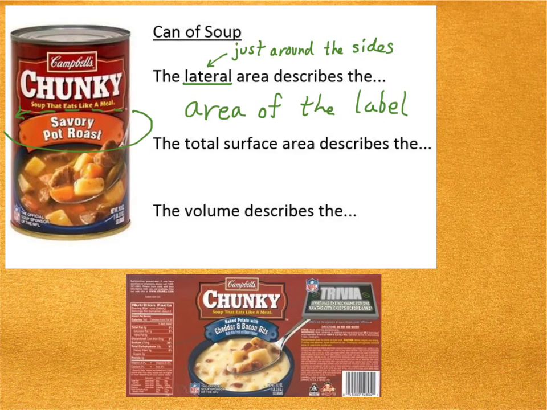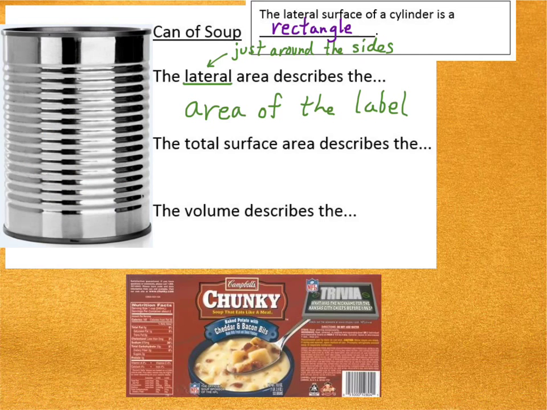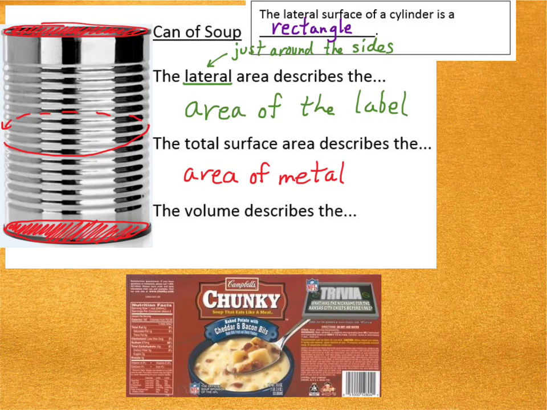If I were to take off the label, it would look something like this. So the lateral surface of a cylinder is actually in the shape of a rectangle, and we wrap that rectangle around the cylinder. Now once I've taken off the label, the can would look like this. This shows us that the total surface area would be the area of the metal of the can, because that would include not only the lateral area, but also the area of the two bases, because the two bases have metal on them as well. That shows you the difference between the lateral and total surface areas.